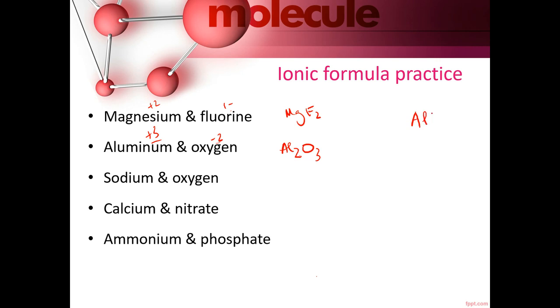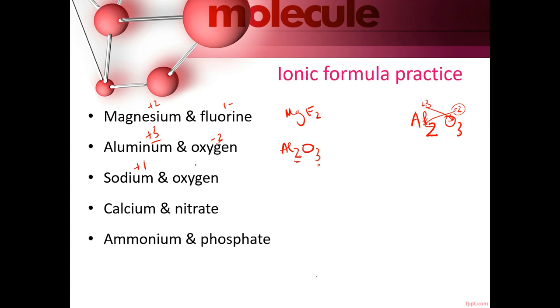The other little shortcut you could try: aluminum has a charge of +3, oxygen has a charge of -2. We can just trade those numbers. The 2 that was on oxygen becomes a 2 on aluminum, and the 3 that was on aluminum becomes a 3 on oxygen. So we can just trade the charges for the subscripts. Al2O3. Good.